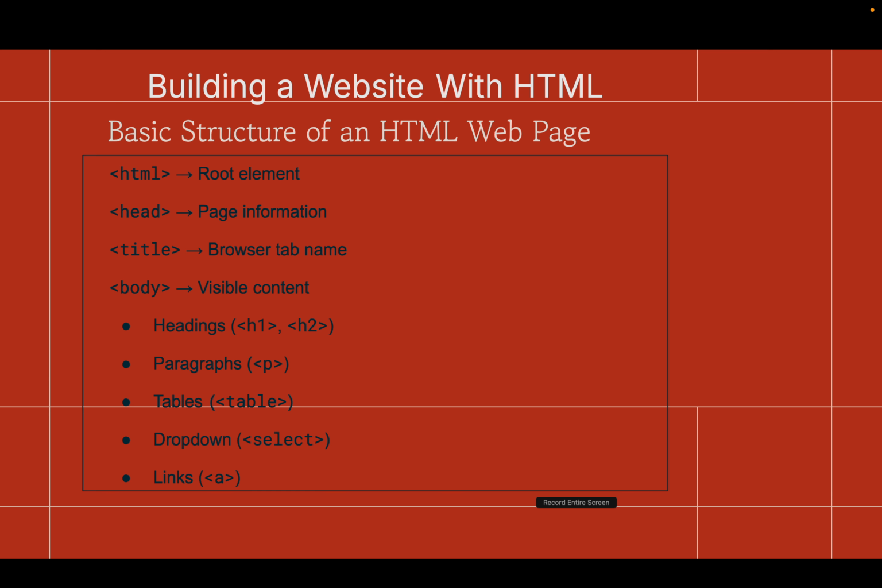Websites are created using HTML, which structures web page content. An HTML document contains a root element, head section, and body section. The body includes visible content such as headings, paragraphs, tables, links, and drop-down menus that browsers display to users.